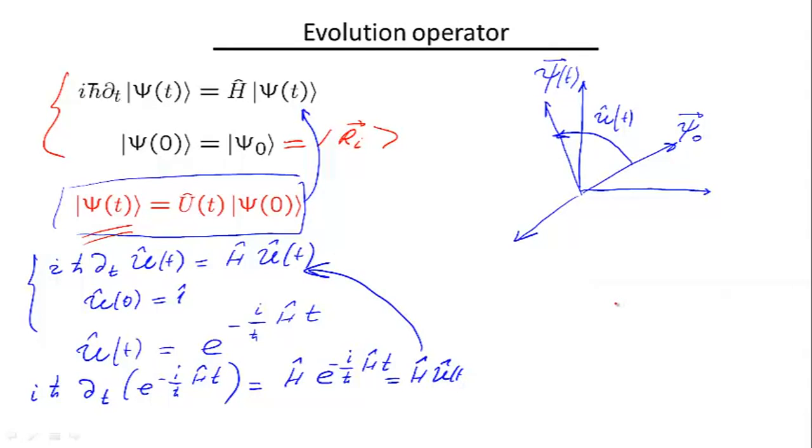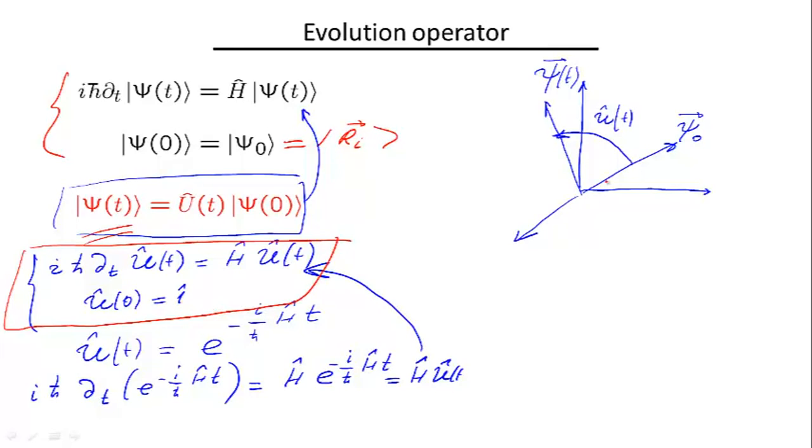So an interesting and attractive feature of this evolution operator is that it solves the Schrödinger equation with all possible initial conditions in one go, because the evolution operator itself does not actually depend on the initial conditions. So we see that it has a universal initial condition. At t equals 0, U is equal to 1.